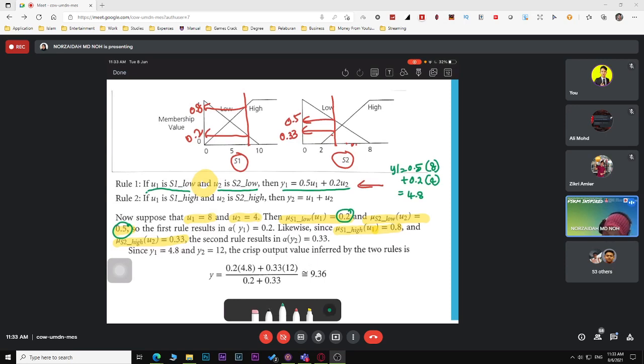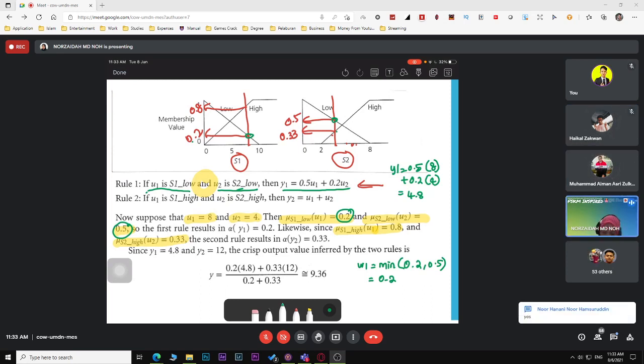Is it clear, girls? Guys? So W1 equals min of 0.2 and 0.5, because it has given them here. This low is 0.2, U2 low here is 0.5. So from 0.2 and 0.5 you take 0.2. Clear? Okay. Now for rule number 2, can I use the example up here?